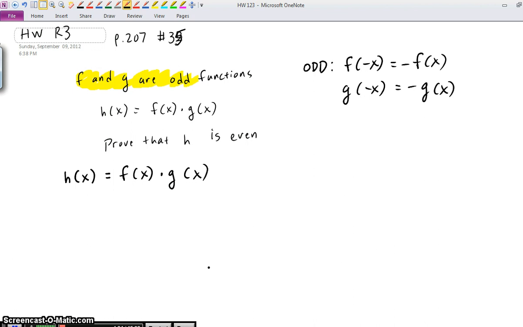Okay. Well, I can see that if f of negative x is equal to negative f of x, that means that f of x is equal to the opposite of f of the opposite of x. Okay, so I'm going to change f of x into the opposite of f of the opposite of x, times the same thing, the opposite of g of the opposite of x. Okay, so I haven't done anything that's illegal. I'm just using the information they give me here, and now I'm going to see what I can do with this.